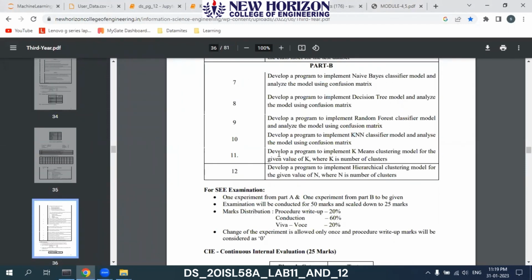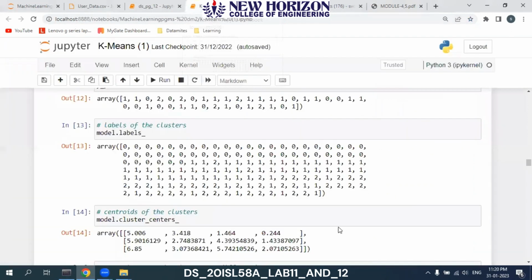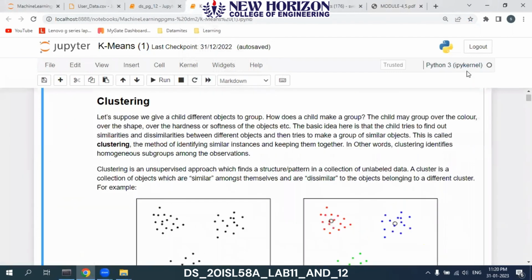The next program is program number 11. Develop a program to implement a k-means clustering model for the given value of k, where k is the number of clusters. So we basically try to model k-means clustering. So this is the program, and there is a short note about this program.